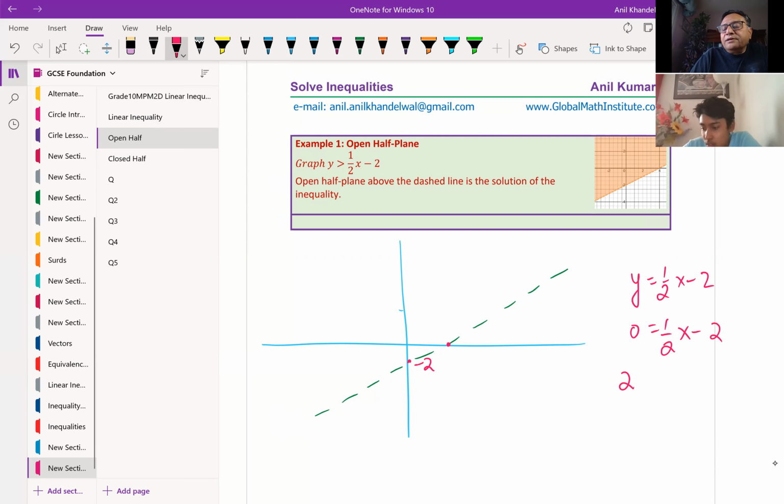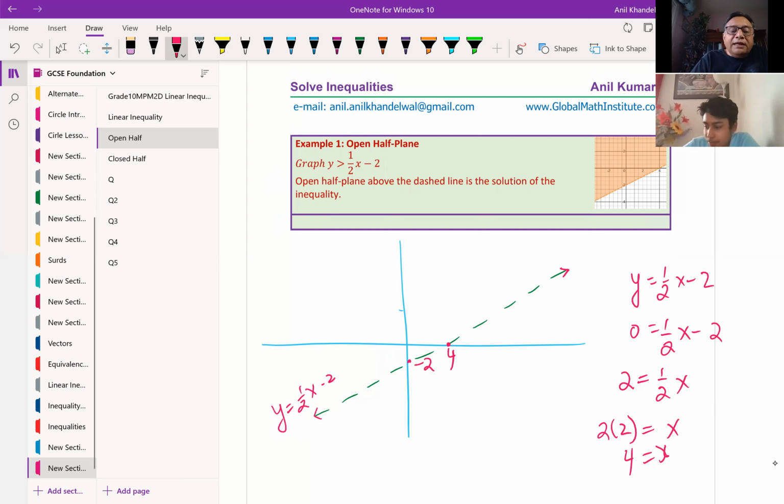So I can bring this here as half x, and so 2 times 2 will be 4, right? I mean, I should write 2 times 2 first, and the value of x is equal to 4. So x value is 4. So joining these 2 points, the y-intercept and the x-intercept, we can draw the line, which is y equals half x minus 2.